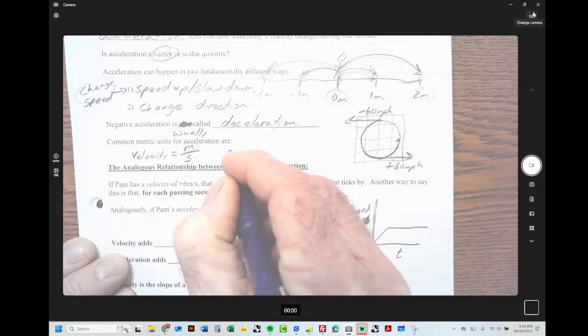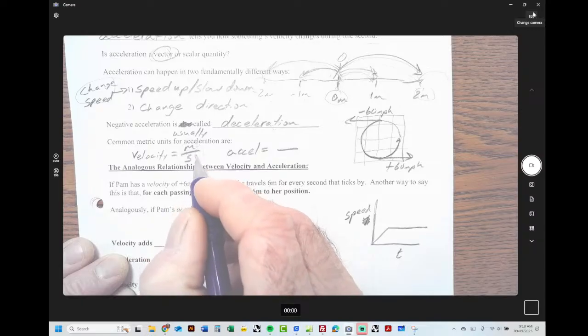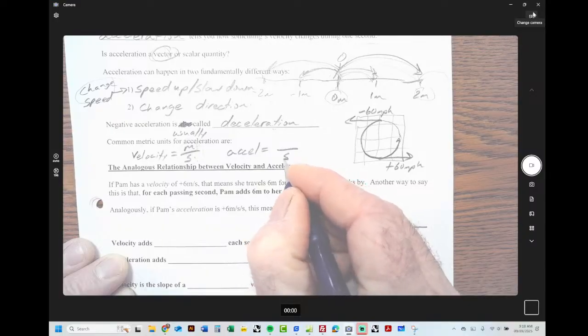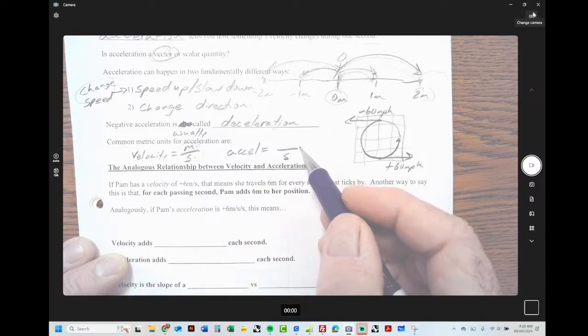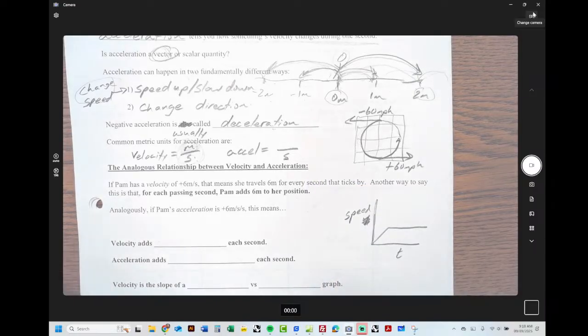So, acceleration units. If velocity tells you how many meters you're moving every second, acceleration is going to tell you how much speed you're adding or subtracting every second. If I go faster and faster and faster, I'm not just adding the same number of meters every second, I'm adding what? That's what velocity does. Velocity adds 1 meter and another meter and another meter.